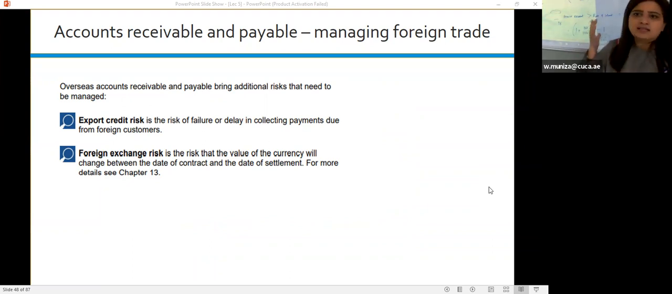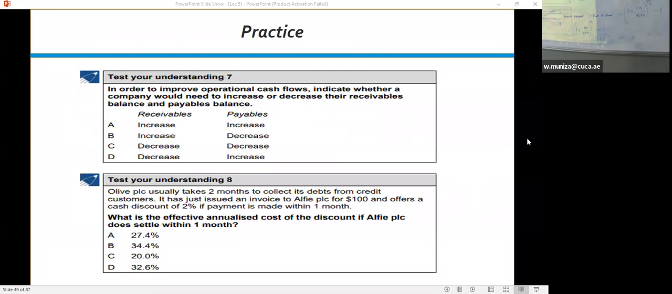Export credit risk is that the person outside the country may not pay us. Foreign exchange risk is the rate of exchange between our currency and the other country's currency. So export credit risk is the risk of failure or delay in collecting payments due from foreign customers. Foreign exchange risk is the risk that the value of currency will change between the date of contract and the date of settlement. For details, see chapter 13. In chapter 13, we have these questions in detail. Yes, foreign currency is there in our syllabus. In cost of capital and everything we are going to discuss. So practice questions are there.